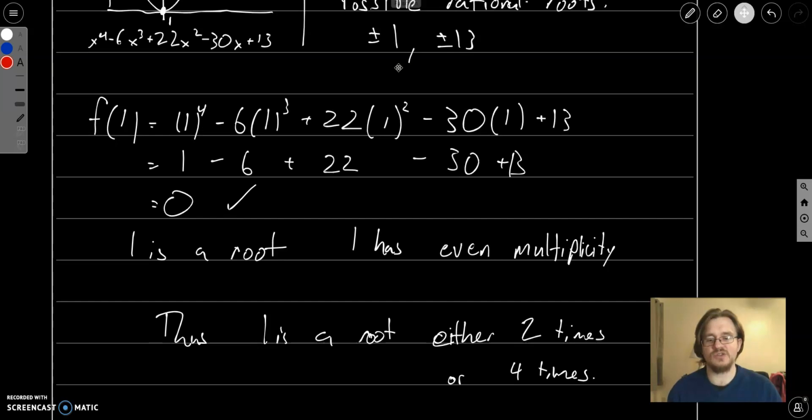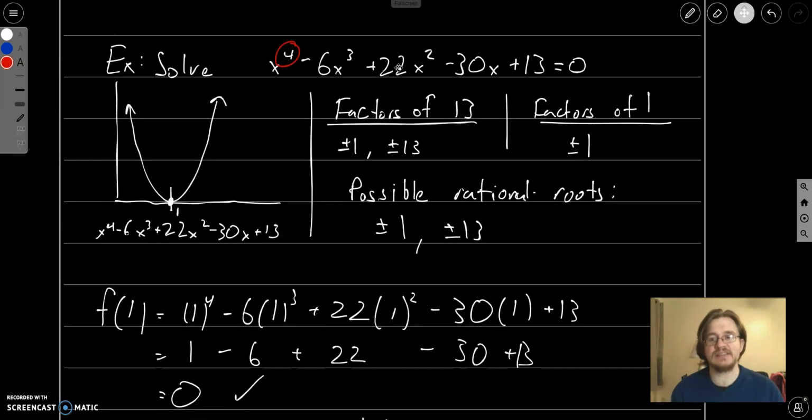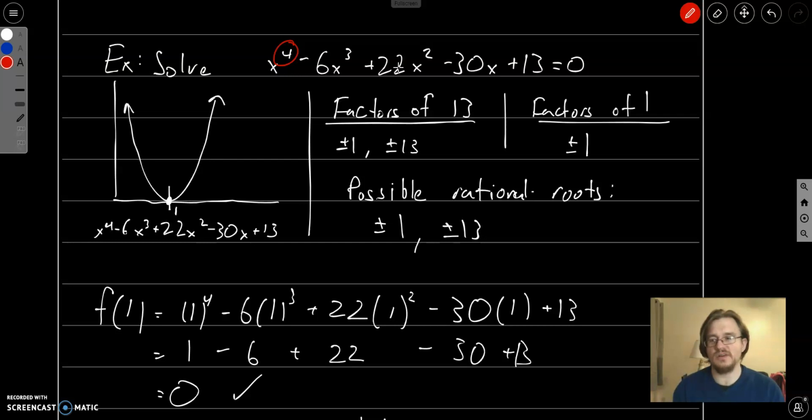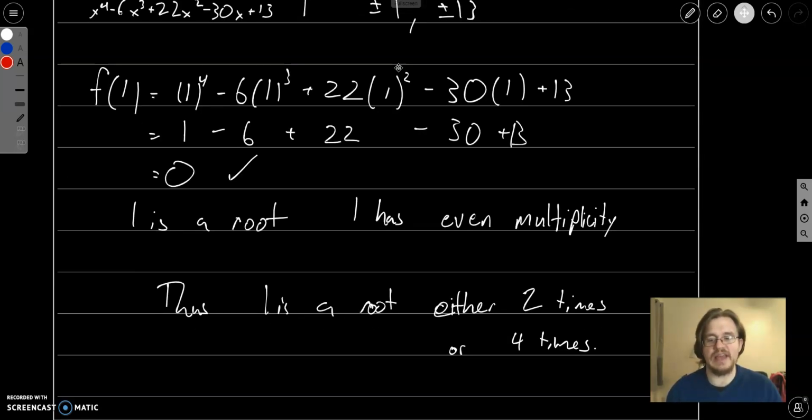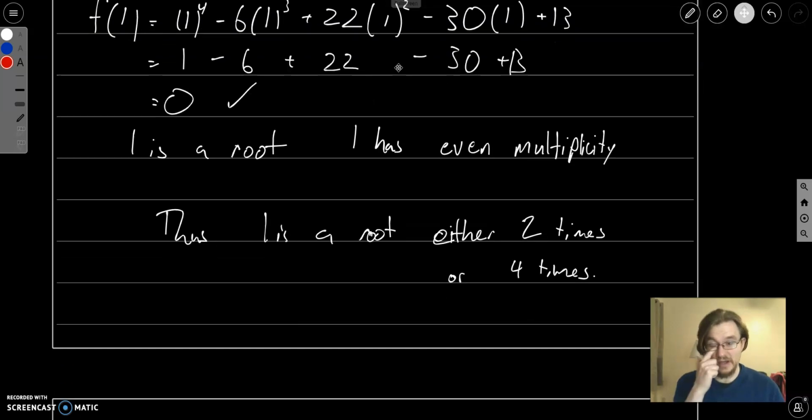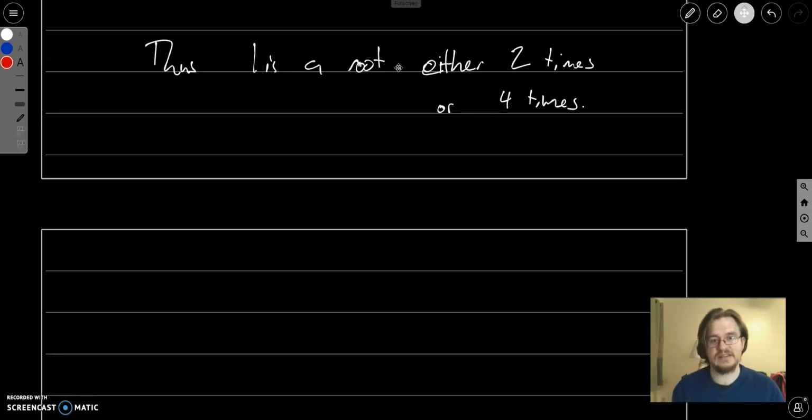It's either 2 times or 4 times. It can't be 6 times, 8 times, or so on, because our polynomial will only have 4 roots. We can't have more than four roots to a fourth degree polynomial. So even though it could be any even number of times, it's limited above. So it's either going to be 2 or 4 times. So we know that it's at least 2 times. So we know the following.